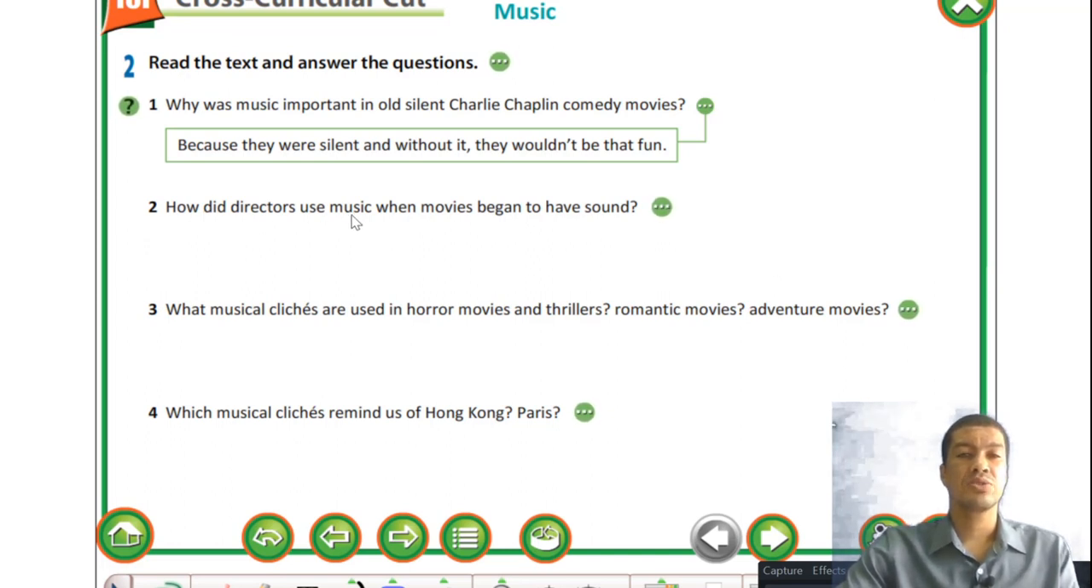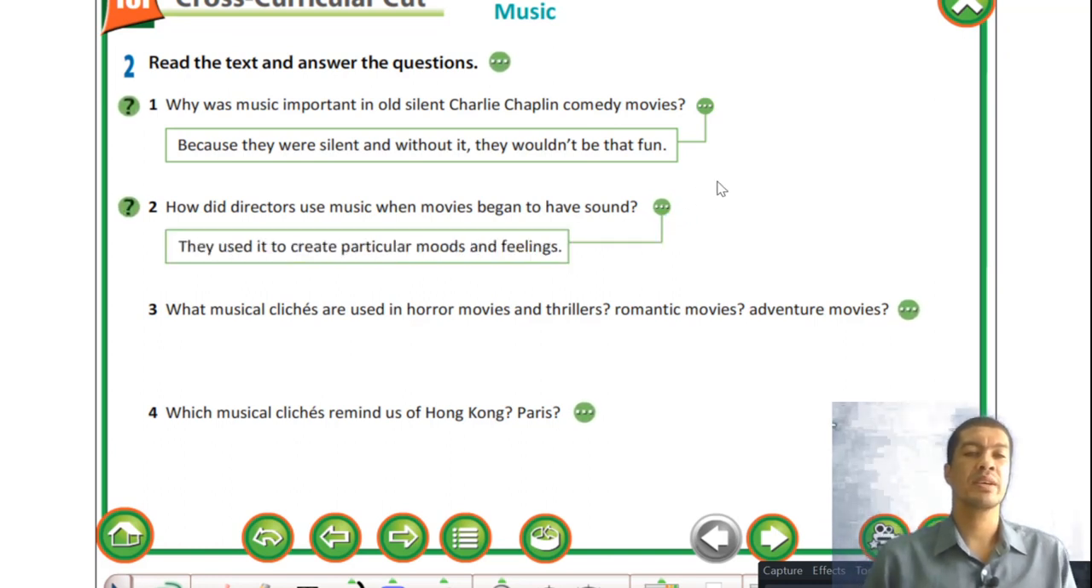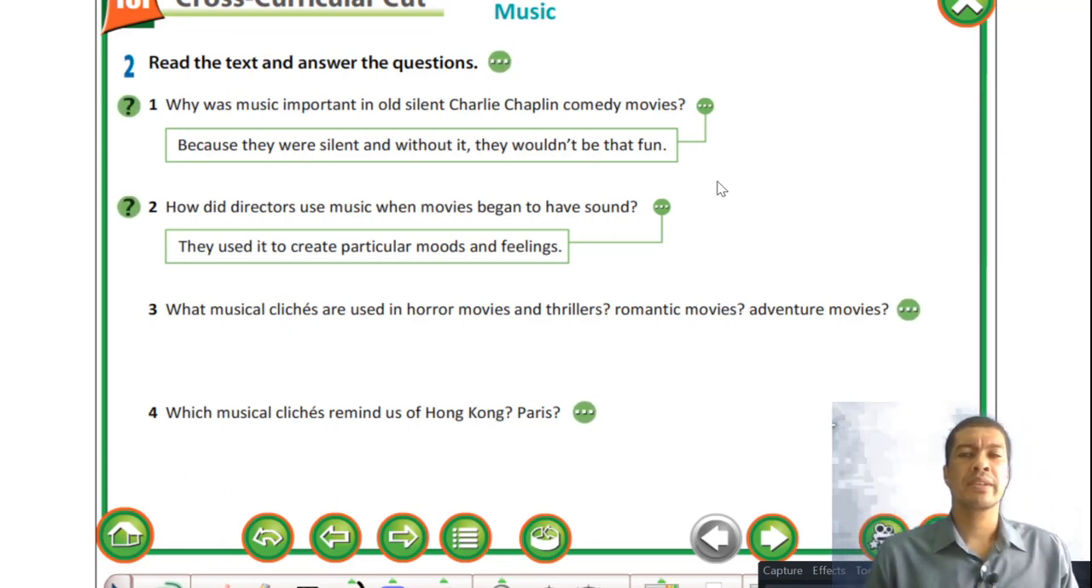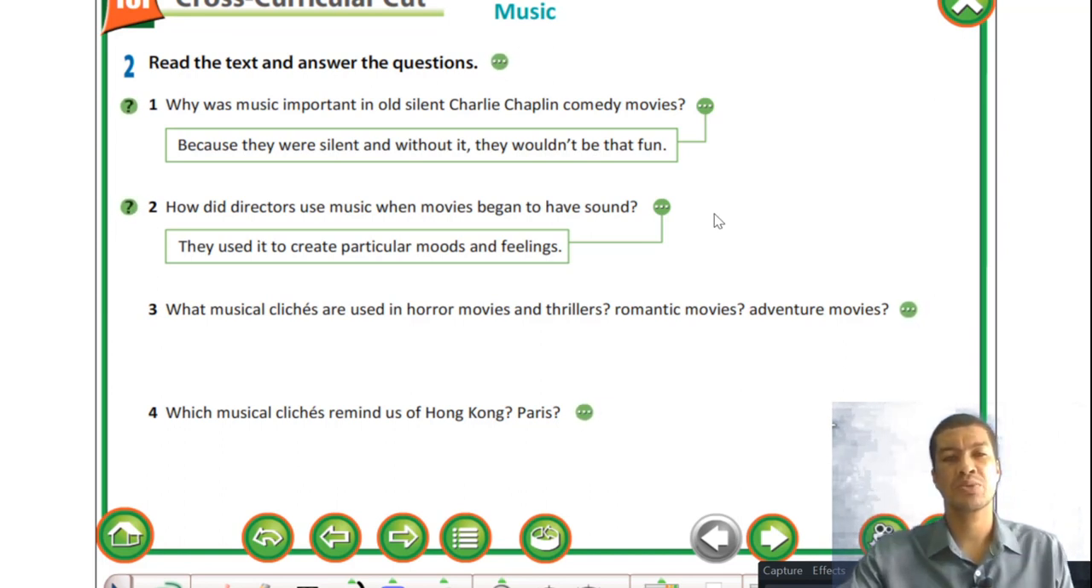Alright, how did the directors use music when movies began to have sound? So you guys were familiar with the fact that they used it to create particular moods and feelings. An eerie sound, or a sound that you can hear in a movie that's a little bit numb or a little bit down. So what the directors are doing is they make music that will affect your mood. Happy music will lift your mood, and very sad music will give you a little bit of a depressed feeling when watching movies as well.